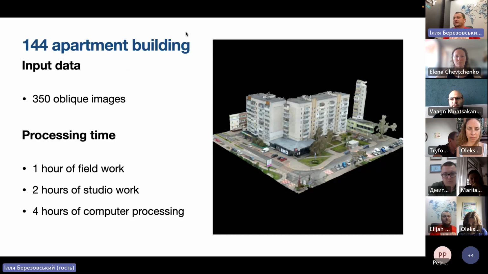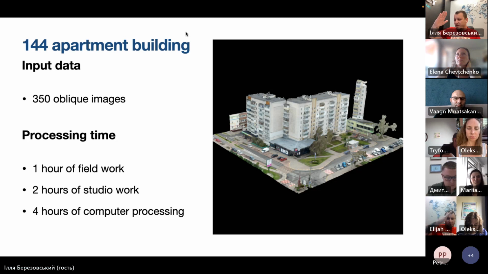The first one is a 144 apartment building, which is located in the city of Irpin. What was the input data? The input data was 350 oblique images. Oblique images taken from the drone are images which were taken from an angle, for example, 45 degrees or 30 degrees.